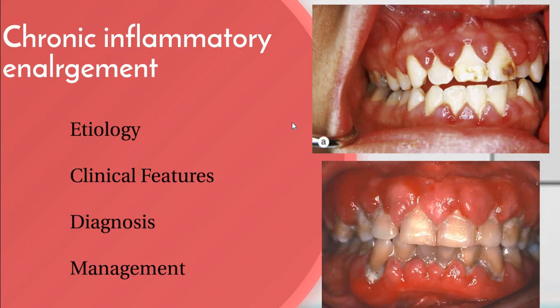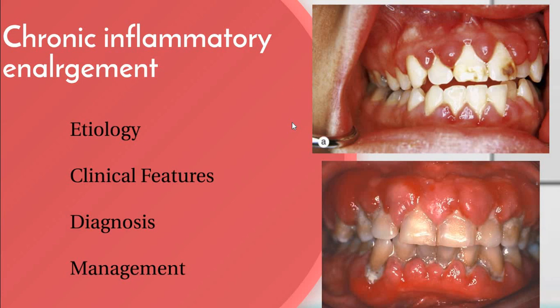And it increases in size until it covers part of the crown. The color may be deep red or bluish red. They are soft and friable with a smooth, shiny surface and a tendency to bleed. This is because it is inflammatory. All the inflammatory lesions have a tendency for bleeding. But it progresses slowly and painlessly until complicated by acute infection or trauma.